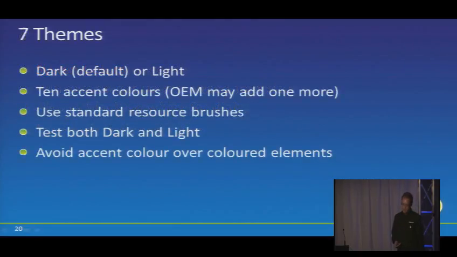So on 7, the way that themes work is very different. There are two main themes. So you basically got dark, which is a black background, or light with a white background. But then you have a number of accent colours, and the phone has 10 on it as standard, but the device OEM can actually add an additional one. So if they have a corporate colour, they can sneak in an 11th colour there as well. You don't really have to worry about this, because if you use the standard brushes and things, you're picking up whatever that is currently set on the device.